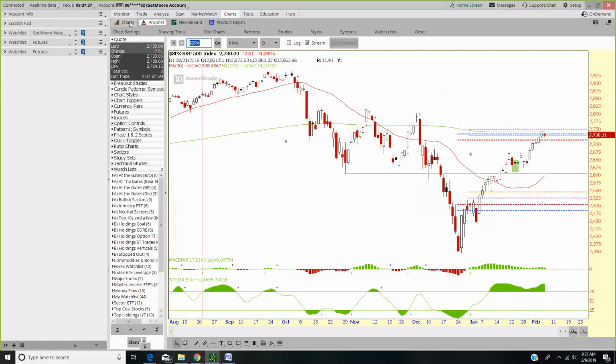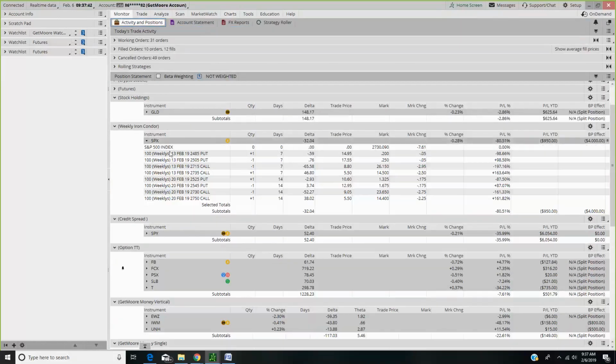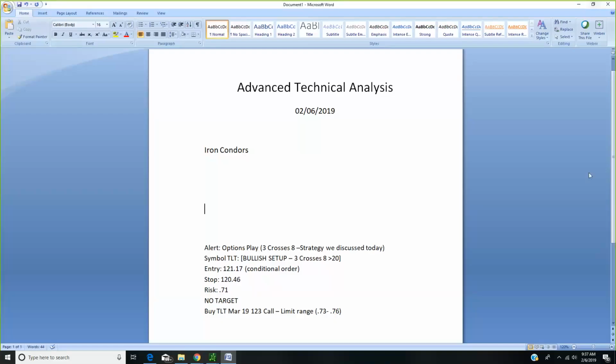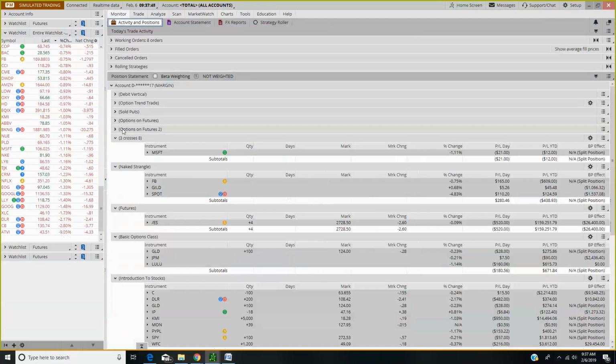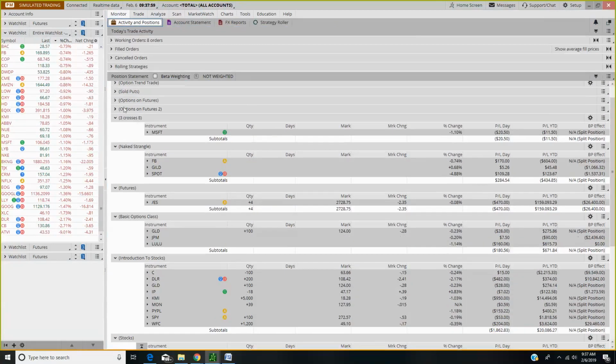So if you look at our Iron Condor tab here, let me see, hang on one second. Let me go to this one. I think it's on here. I've been doing some naked strangles as well, guys. Naked strangles. I don't think I have it on this one. Options on futures. Okay, so let me go back to the other platform.